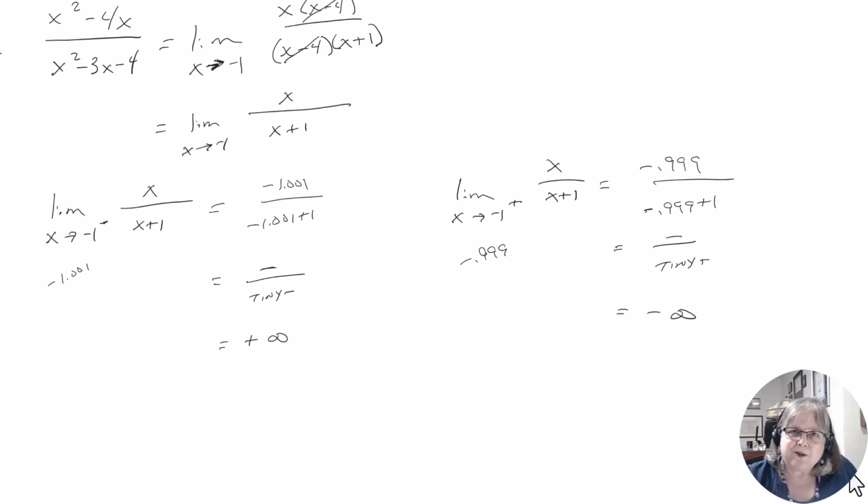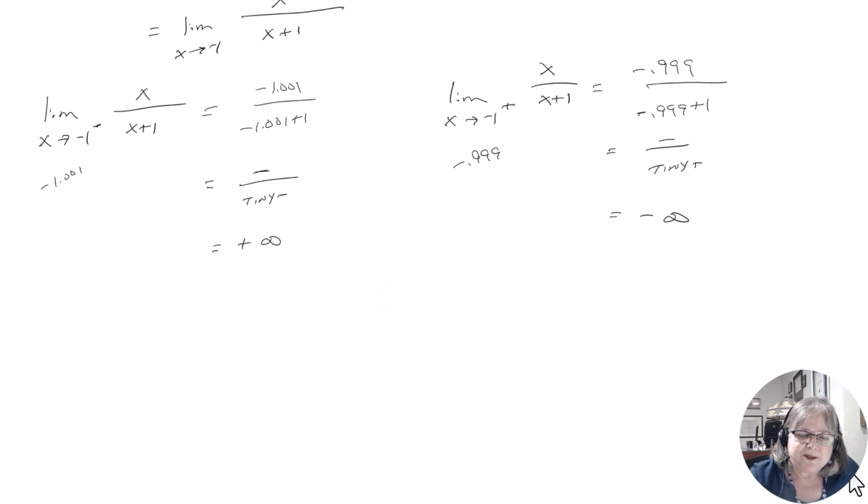So what would be the two-sided limit? The two-sided limit, the limit as x approaches negative 1 of x squared minus 4x over x squared minus 3x minus 4, because that was your original problem they asked about, does not exist, because there's not a match.